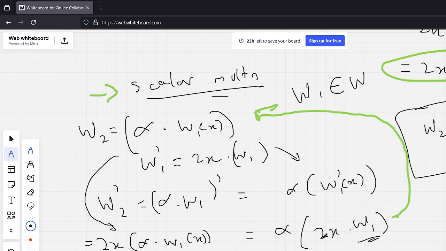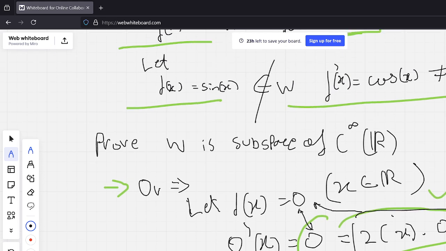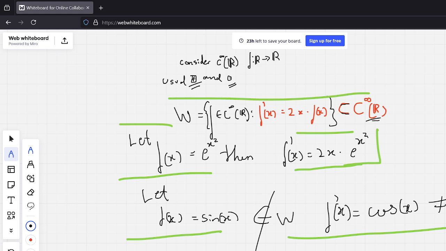And we know that this is 2x times alpha times W1. We just need to reconfigure this, taking 2x outside and alpha inside, and we get 2x times alpha times W1, which is again 2x times W2, which matches. So that's how you show a function being a subspace of a set using these three checks. I'm tired from talking, but yeah.